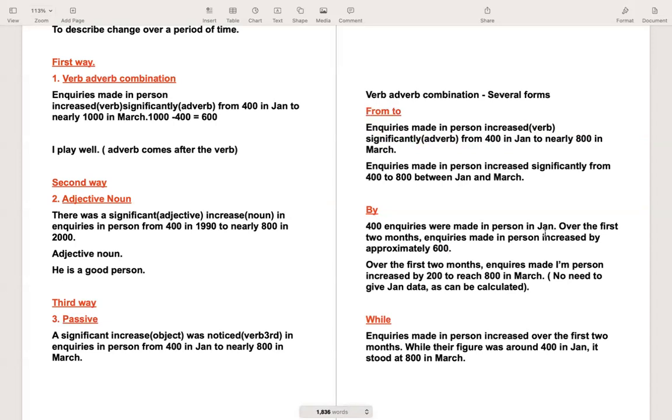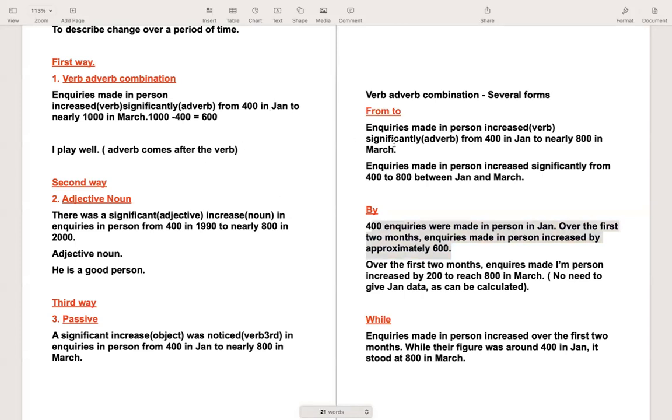400 inquiries were made in person in January. Over the first 2 months, inquiries made in person increased by approximately 600. So here you're writing the word by and you're telling me the difference. So that's another way to write the same sentence.